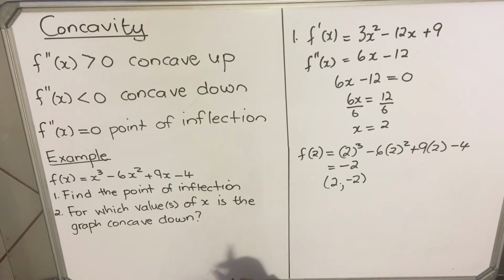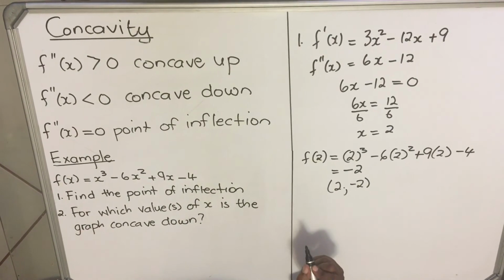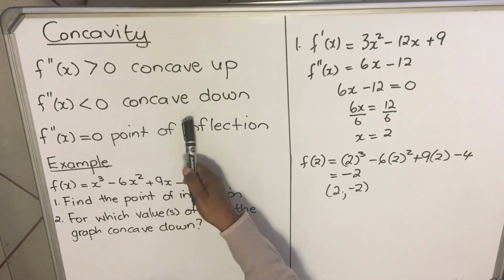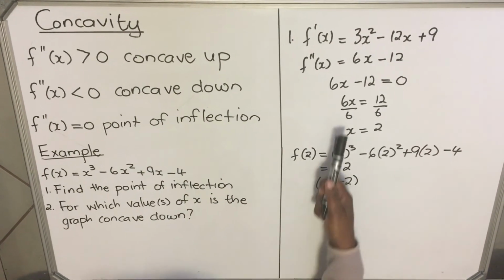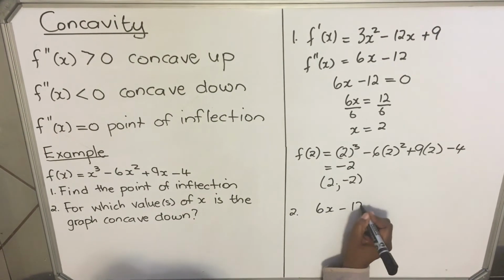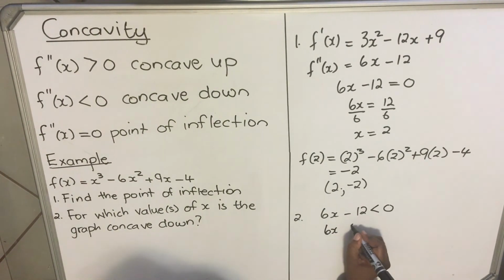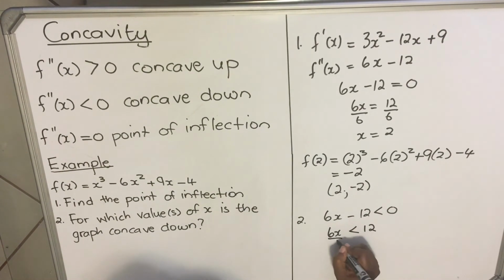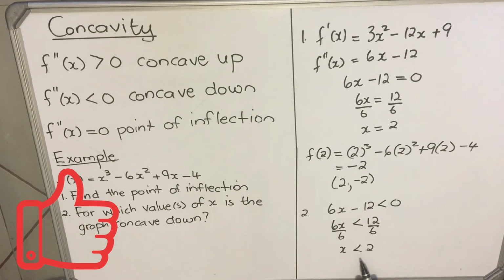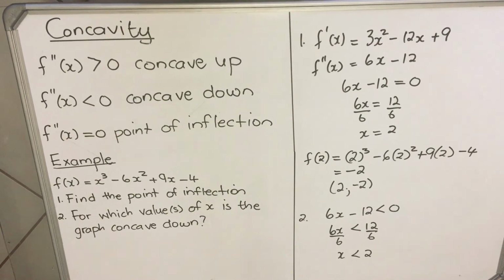Now number 2, they ask for which values of x the graph is concave down. So you remember, for concave down, the second derivative is less than 0. We've already calculated the second derivative, 6x minus 12, then you say less than 0 because it's concave down. Then 6x is less than 12, divided by 6, so x is less than 2. All the values where x is less than 2, the graph will be concave down. Okay, this is the end of our lesson. Thank you for watching.